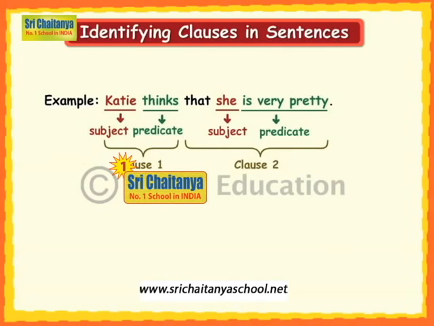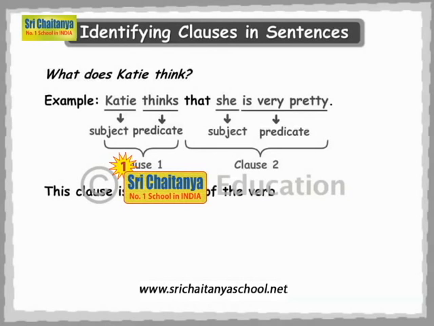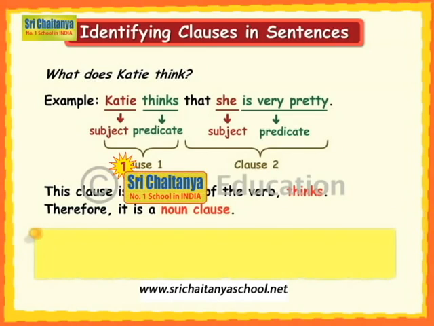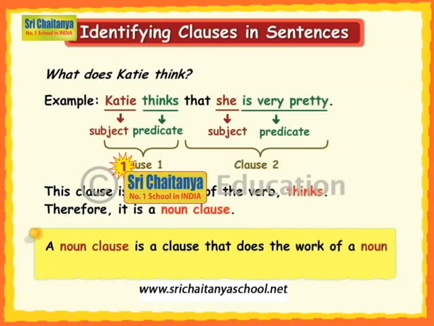If we ask the question, what does Katie think? We get the answer as that she is very pretty. So this clause is the object of the verb thinks. Therefore, it is a noun clause. So, we can say that a noun clause is a clause that does the work of a noun in a sentence.